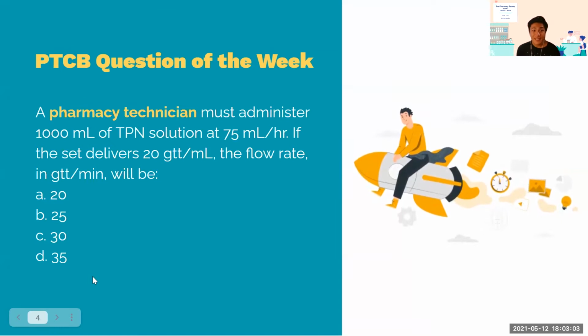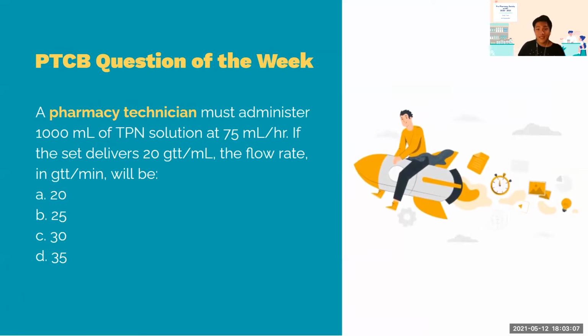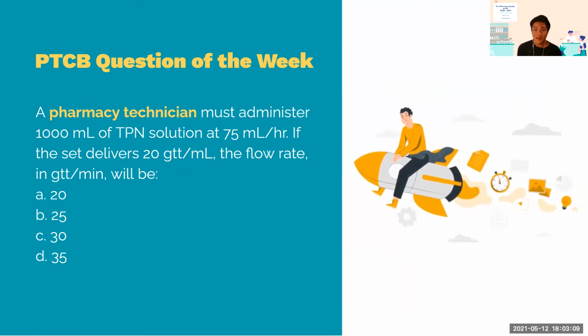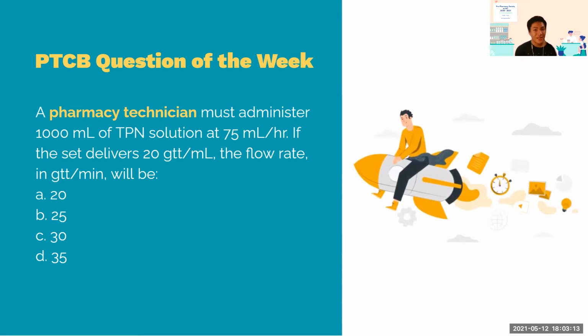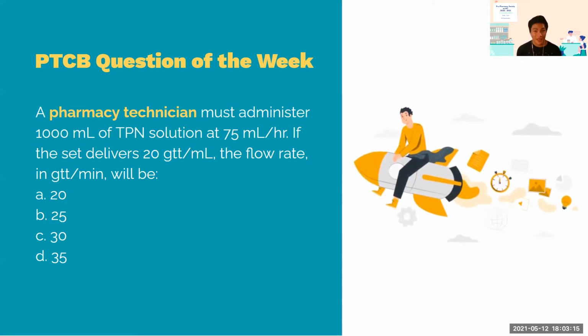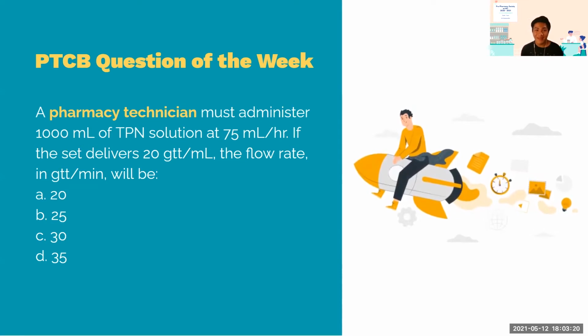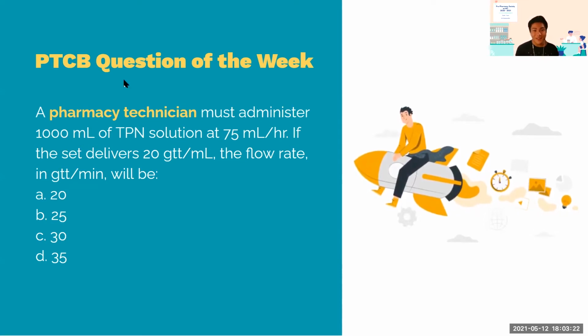And for our PTCB question of the week, we have a pharmacy tech must administer 1,000 milliliters of solution at 75 milliliters per hour. If the set delivers 20 drops per milliliter, the flow rate in drops per minute will be, and we have about a minute or so for this one. So Dana, can you set up a poll, please?